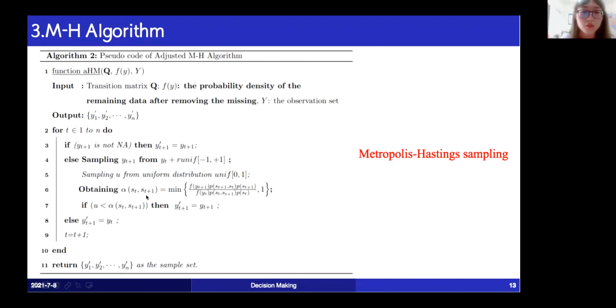We can calculate alpha as a formula. And then the last step is to compare u with alpha. If u is less than alpha, we will accept the transition, that is to say y' t+1 equals y t+1, and else the transition will be declined, and that is y' t+1 equals y t. And finally, we can get a set of samples.